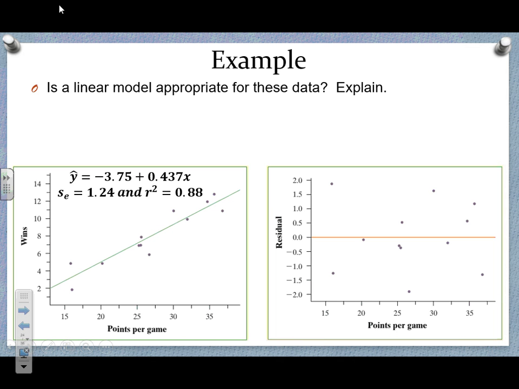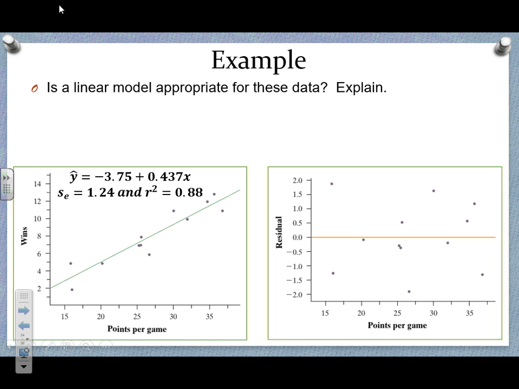Is a linear model appropriate for these data? So over here, they showed us the scatter plot, and they fit a line to it. Now, no matter what your scatter plot looks like, you can always fit a line to it. Okay? Your calculator, you can always calculate a regression line. It's always going to pass through. But whether it's appropriate or not is another matter. Whether we should be fitting a line to it is different than can we fit a line to it. So when we look at this, if we want to determine if a linear model is appropriate, what should we look at?